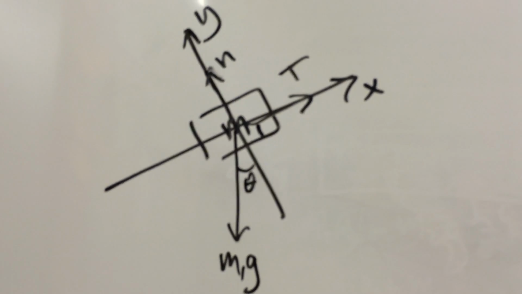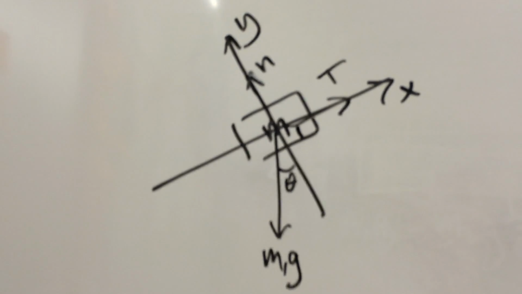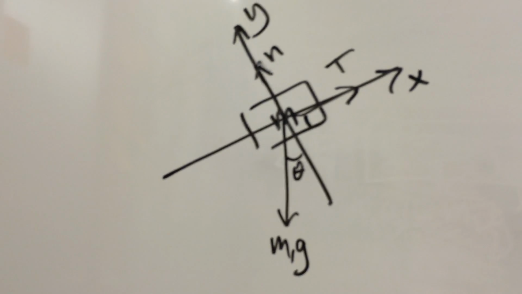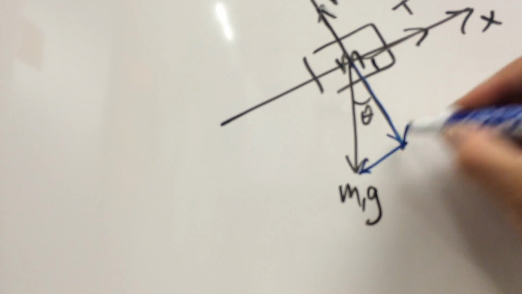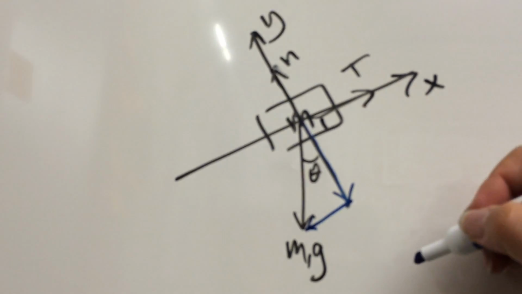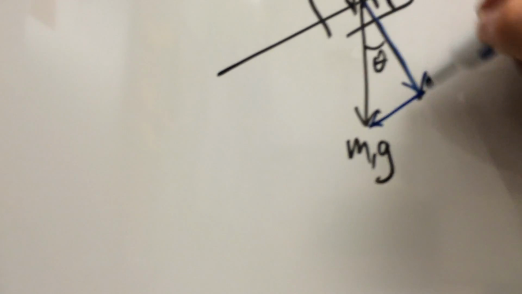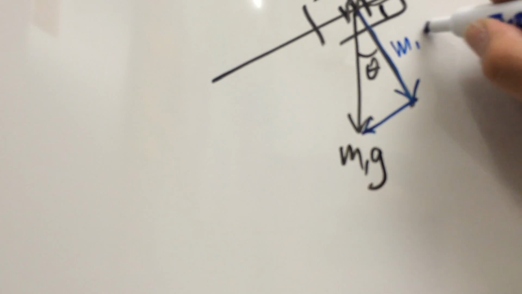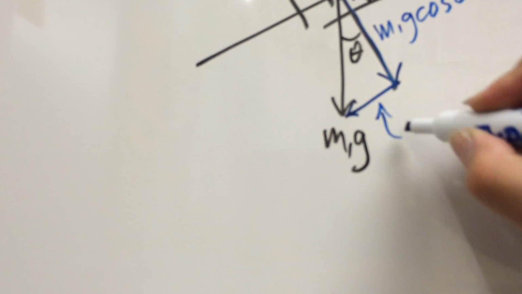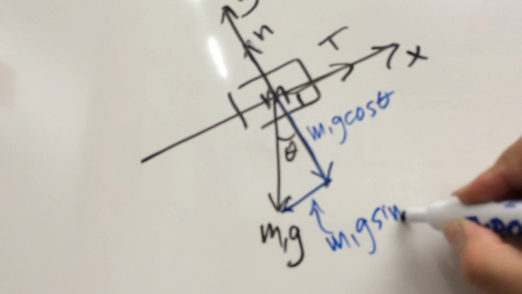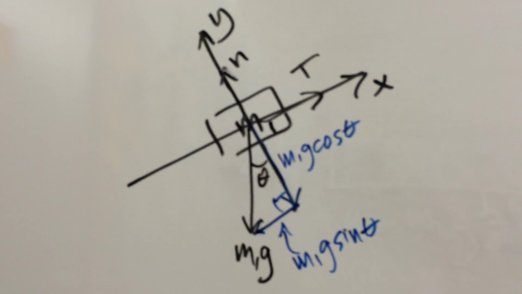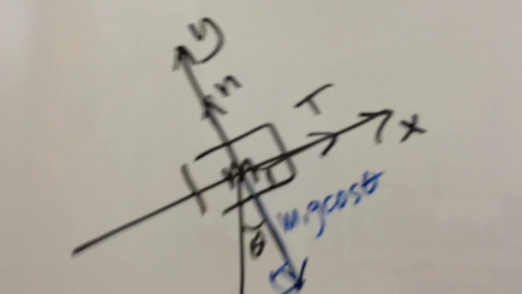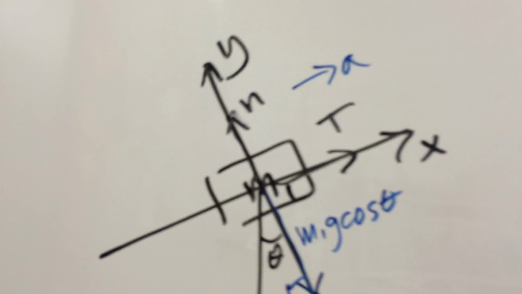But now what we have to do is break up M1G along the coordinates. And so M1G is going to have a sine and cosine component to the thing. So I'll draw this here. One going this way, one going this way, and they're in blue just to indicate that these are the components. So here is the adjacent side, so this is going to be M1G cosine theta. And this one here is going to be M1G sine theta. Again, this is right angles here. Now, also indicating acceleration, it's going that way.